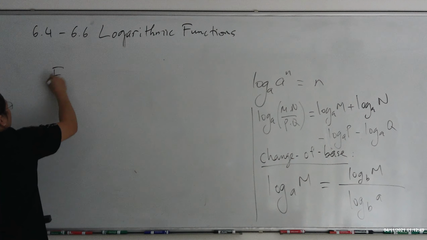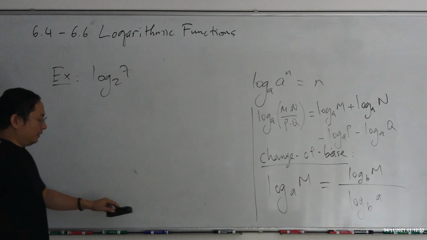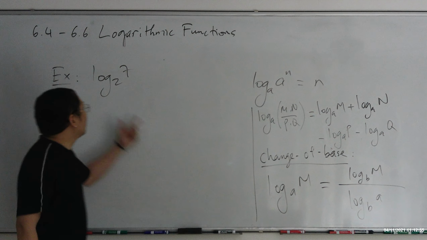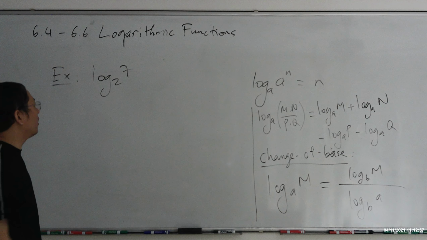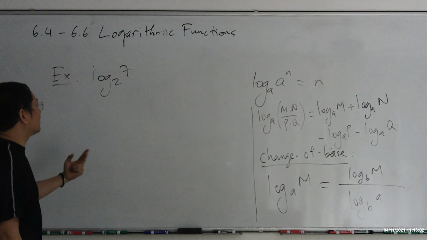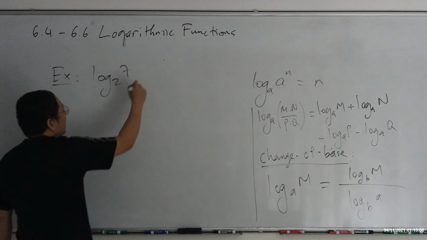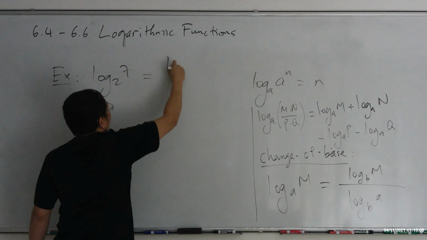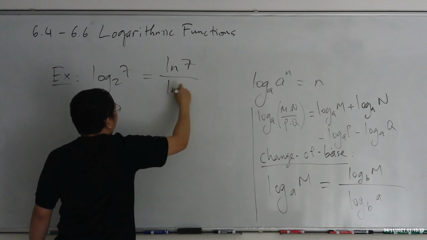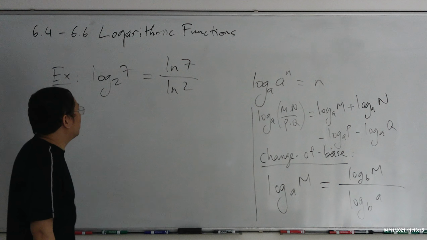Example, say I got log base 2 of 7, right? And now our calculator can calculate the log base 2 of 7 directly, but for the older versions of calculators, we don't have base 2. Usually we only have two bases, base 10 and base e. So say I want to change it to base e, so I can use the calculator. I can change to what? ln of 7 over ln of 2. See, now I can plug in and calculate ln 7 divided by ln of 2. I got a numerical value.